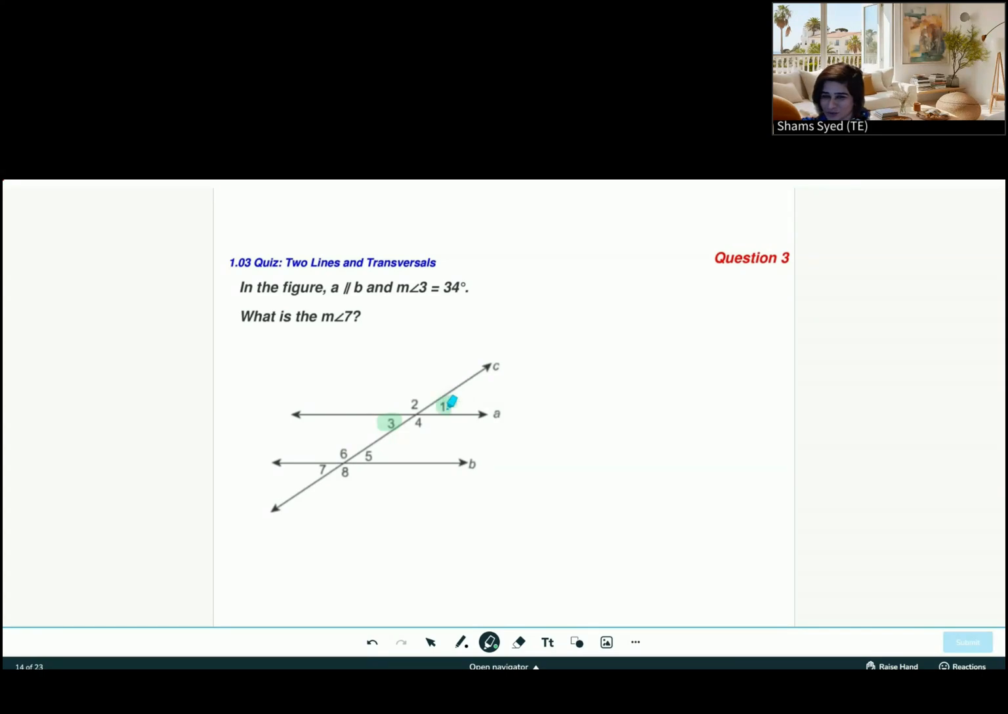Notice that these 2 are congruent. They're equal. They're the skinny angles. Yes, Kayla, I agree to you. And then 7 and 5. All of these 4 angles are going to be the same measure, and they're all going to be 34.